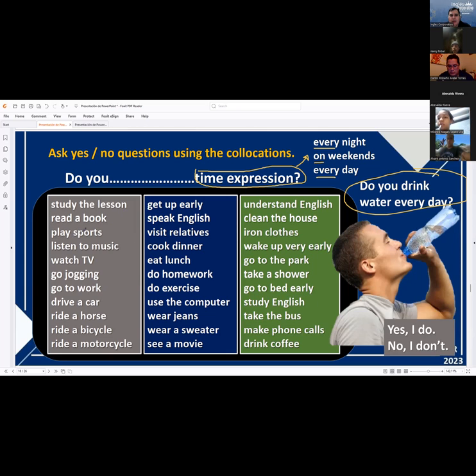Study the lesson, read a book, play sports, listen to music, watch TV, go jogging, go to work, drive a car, ride a horse, ride a bicycle, ride a motorcycle, get up early, speak English, visit relatives, cook dinner, eat lunch, do homework, do exercise, use a computer, wear jeans, wear a sweater, see a movie, understand English, clean the house, iron clothes, wake up very early, go to the park, take a shower, go to bed early, study English, take the bus, make phone calls, drink coffee.